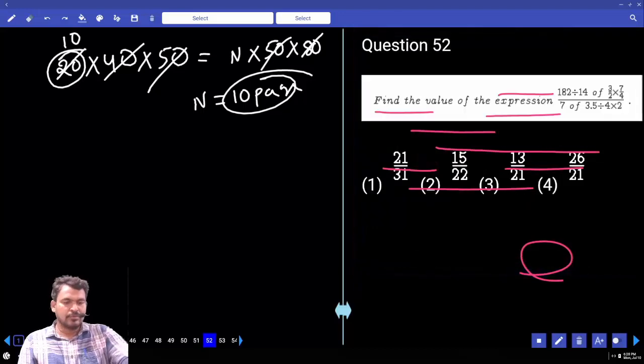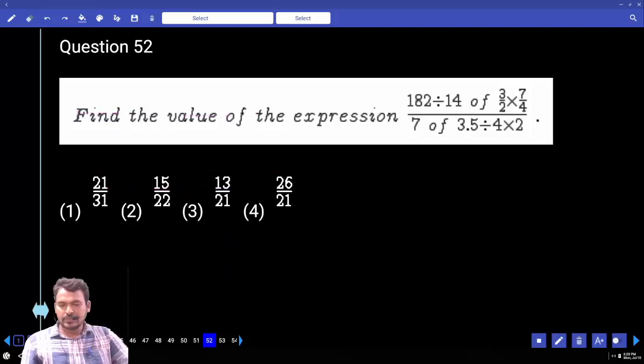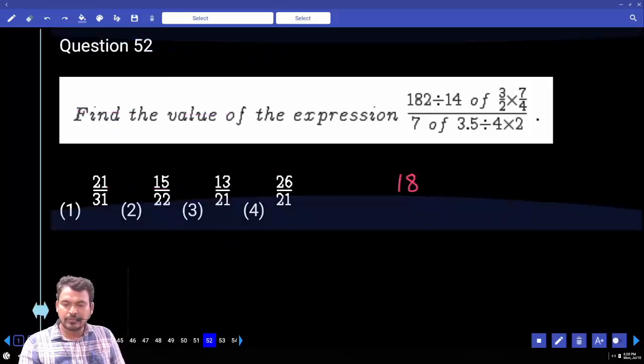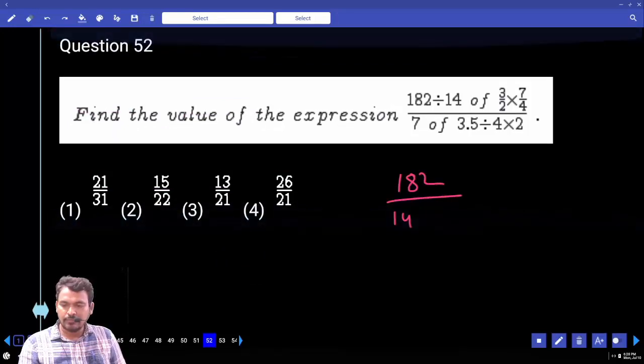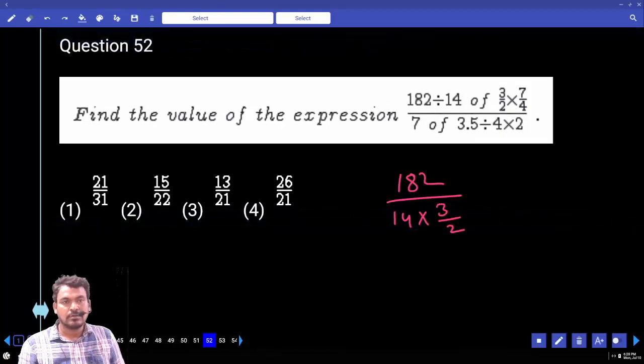Next question number 52. What is the first one? 182 divided by which one? 14 of which value? Can I skip the question or not?